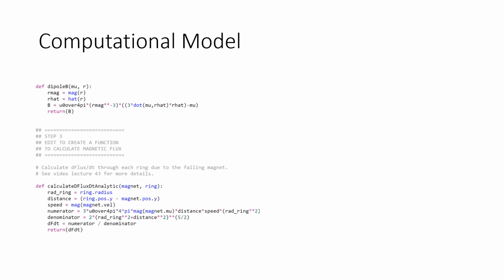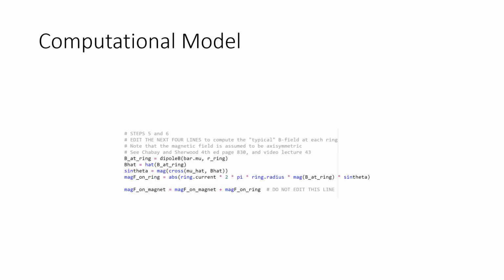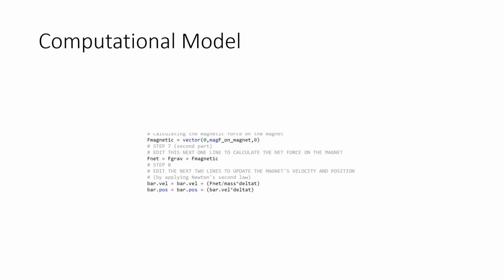Here we're finding the magnetic field of a dipole using the Biot-Savart law, and then down here is the change in flux. We're going to use these next two parts to calculate the magnetic force and the gravitational force. And then we get F net is just equal to F gravitational plus F magnetic.